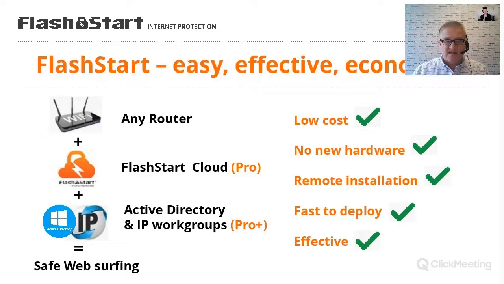The FlashStart offer, as I summarized, actually is about taking any router and plugging it into our cloud with the Pro, which is the filtering option that provides an excellent level of filtering, multi-tenancy, and the Pro Plus, which adds to that the possibility to have more granular filtering. And we have a separate session on that. We'll talk more about that for Active Directory and IP work groups. And together, it's about safe surfing, easy, effective, economic.